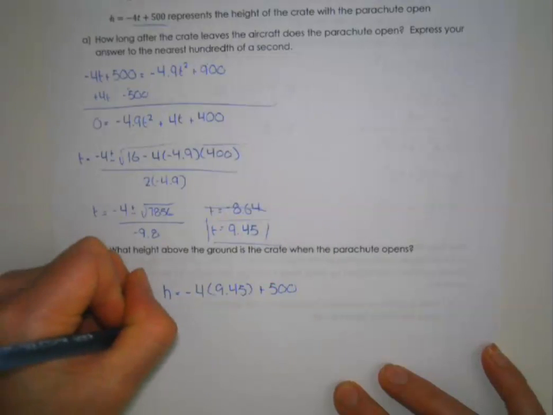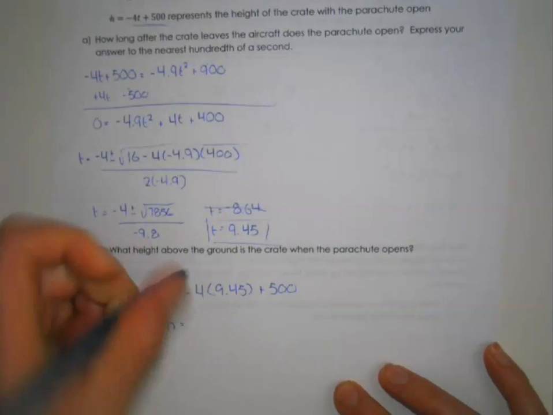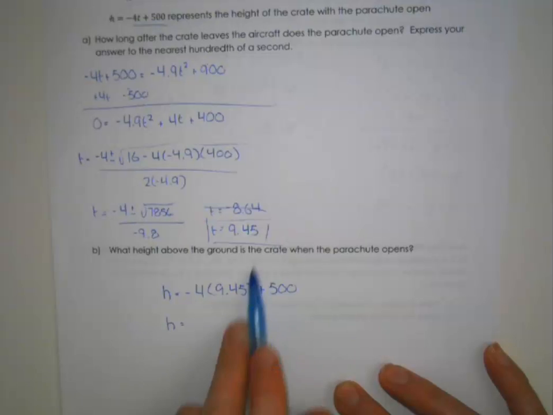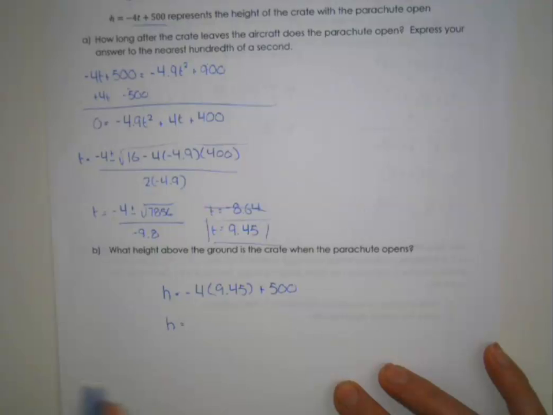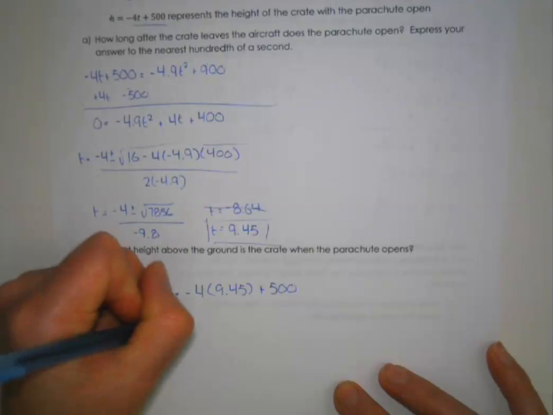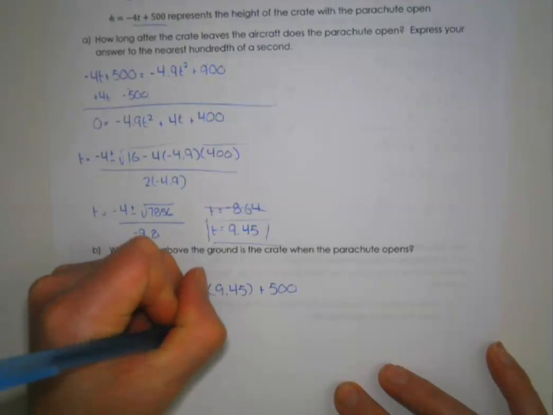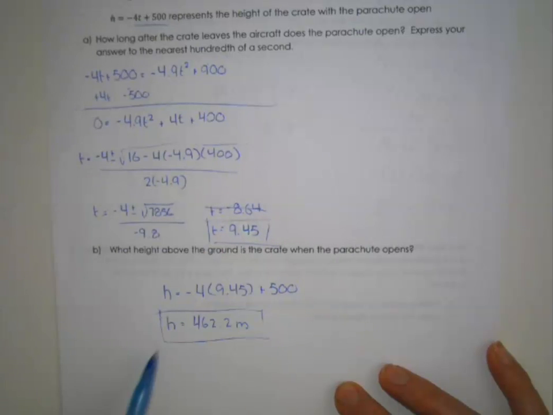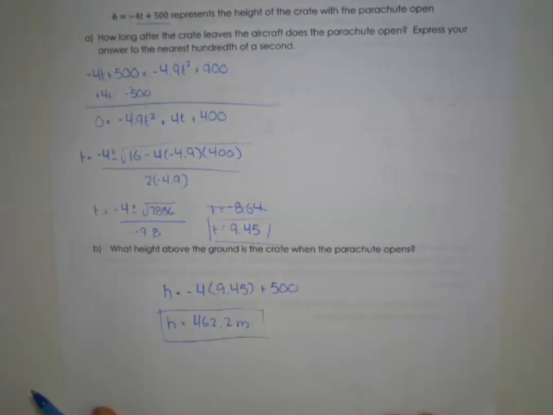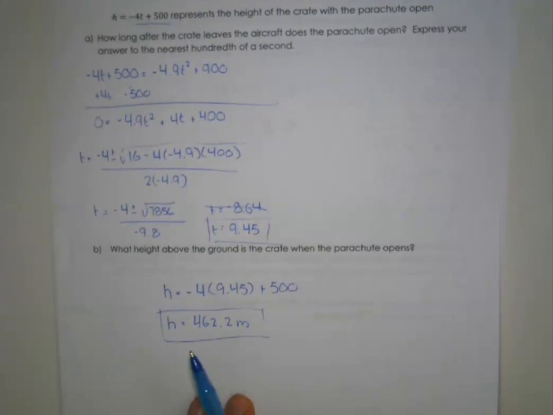And that's going to give us height being equal to, also here, make sure you do use your extended decimal, even though you rounded it for this answer, so that you get the most accurate value. So we end up with 462.2 meters. And again, for a written question on a test, you would write out nicely, the crate is 462.2 meters above the ground when the parachute opens.